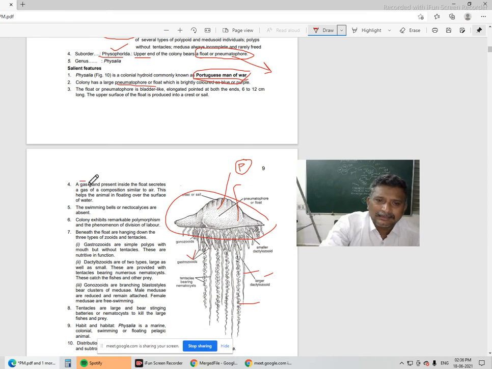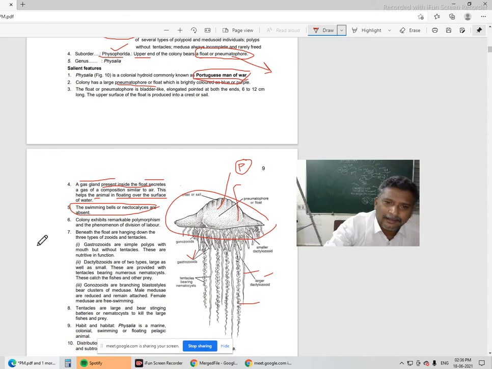Now a gas gland is there, which produces gases. Inside the float it secretes a gas of composition similar to air. This helps the animal float over the surface of the water. Swimming bells, I told you earlier, are absent when a nematophore is present. Swimming bells are completely absent when we have a nematophore.